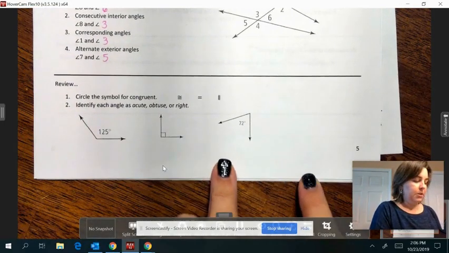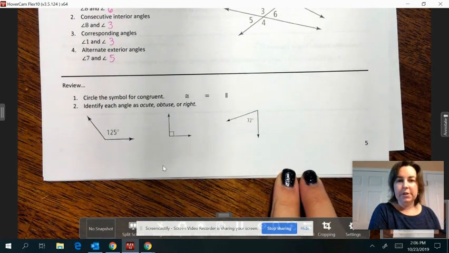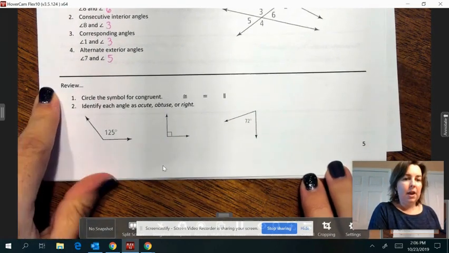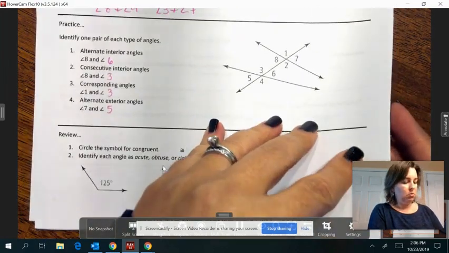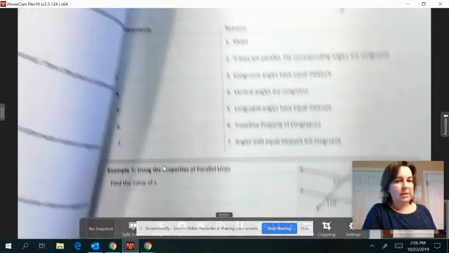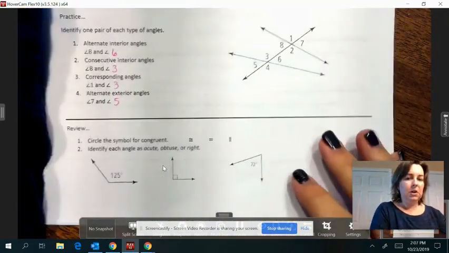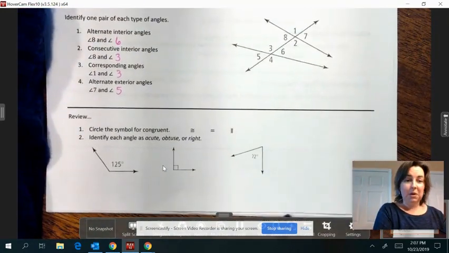Okay, we're at the bottom of page 5 of our Chapter 3 notes, Part 1. I need you to try questions 1 through 6. It goes on to the back page. So try 1 through 6, pause the video, and then turn it back on when you're ready to check your answers.